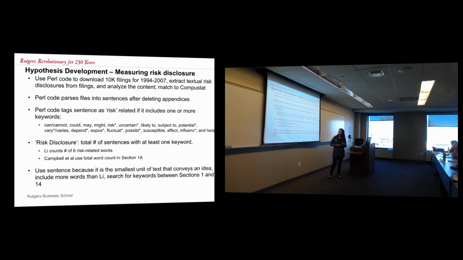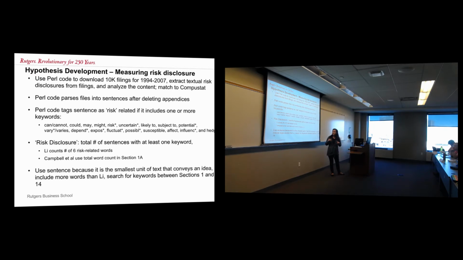Right, because if you have 3 words that you tag as risk, then you're going to count 3 risks. But if you have 1 word and count the sentence as risk, or 3 words and count the sentence as risk, then you're not double counting. And then they also expand on Lee, because Lee has her dictionary or her keywords, and he has 6 of them. I think they have 18 in this study. And then Campbell et al. use the total word count in section 1A, so they're shifting it to just one section in the 10K.